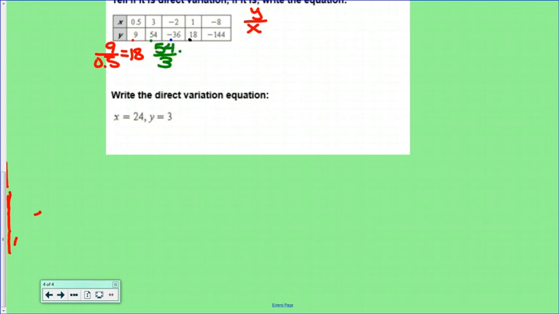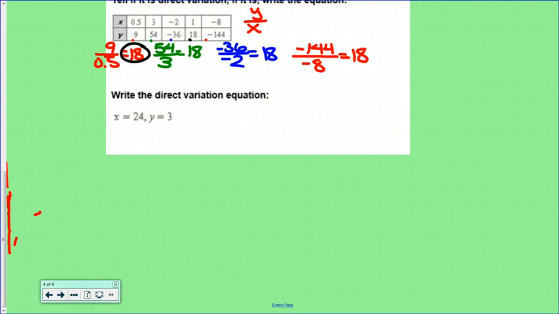54 over 3, 18. Negative 36 over negative 2, 18. This one we know 18 divided by 1 is 18. And then last we have negative 144 divided by negative 8. So as you can see, all of these simplify to 18. So this is direct variation.